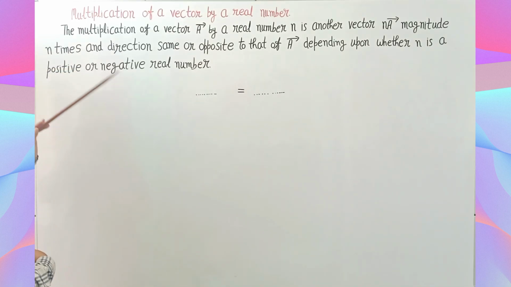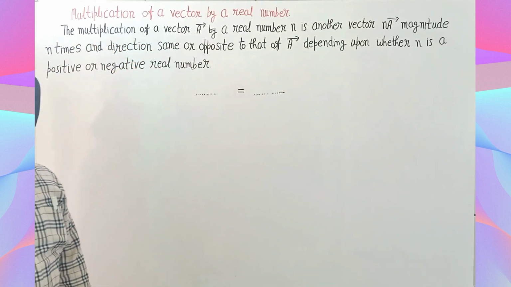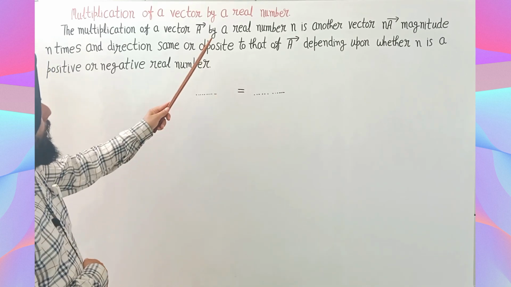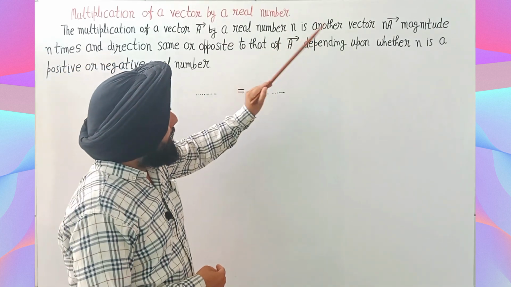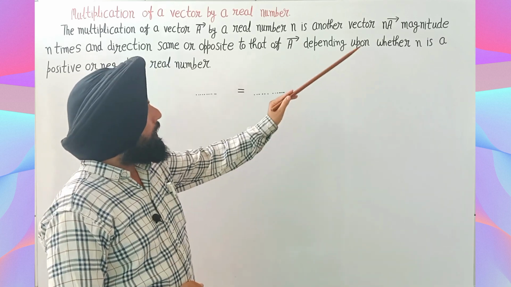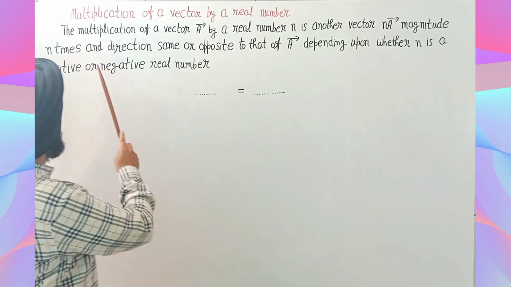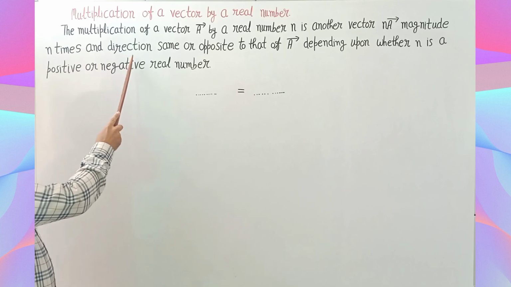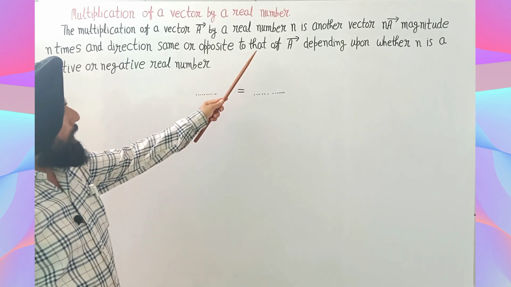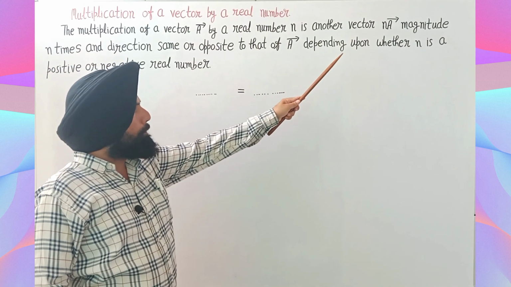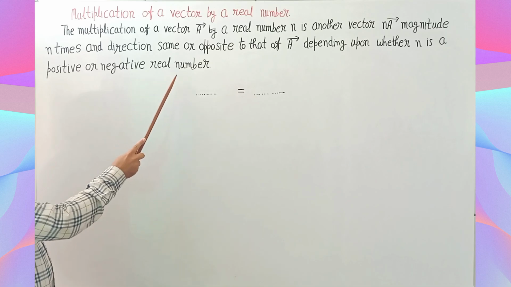So what have we written? The multiplication of a vector A by a real number n is another vector, with magnitude n times that of the vector, and direction the same or opposite to that of the vector, depending upon whether n is a positive or a negative real number.